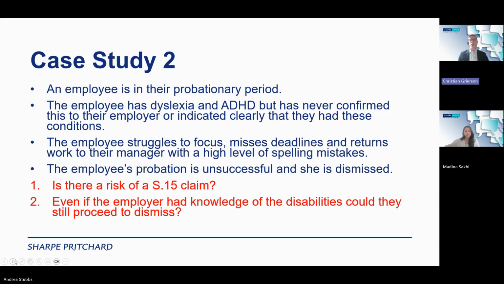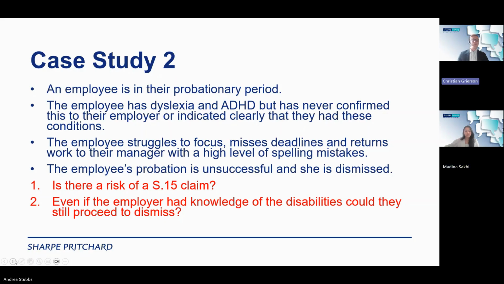However, what I will say is the employee has never mentioned either disability to their manager, and there doesn't seem to be anything clearly indicating this. There just seems to be performance issues. And so it's also possible that the employer could run quite a strong argument that they had no knowledge of her disability. And so it was right to proceed to a dismissal in this case.